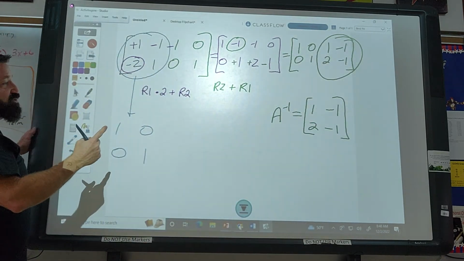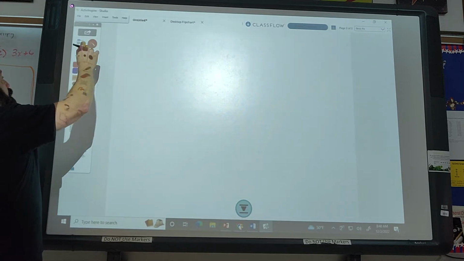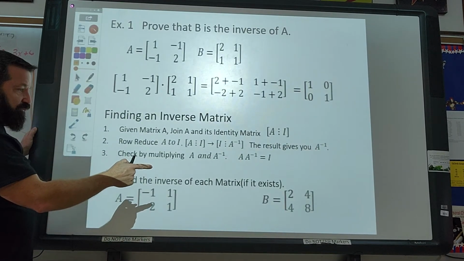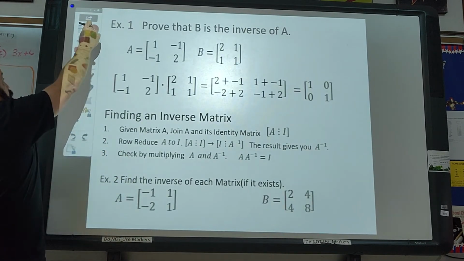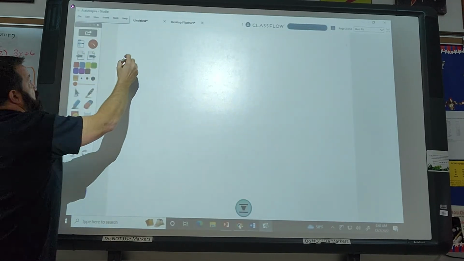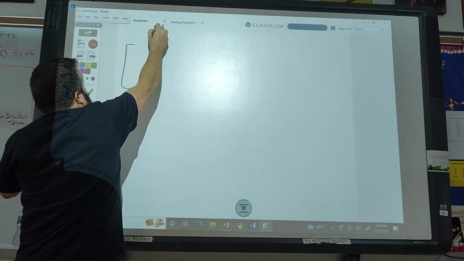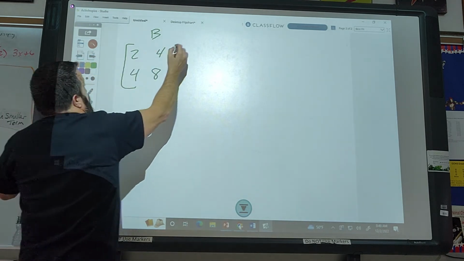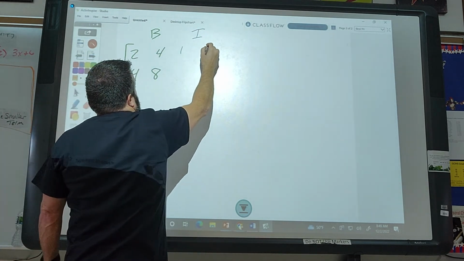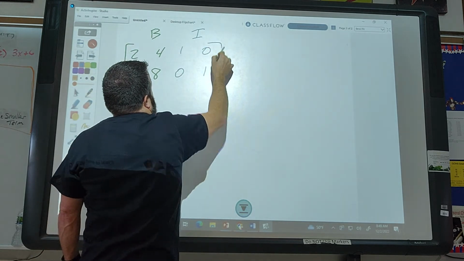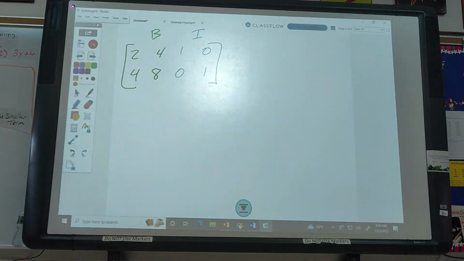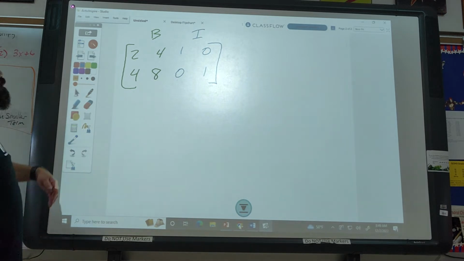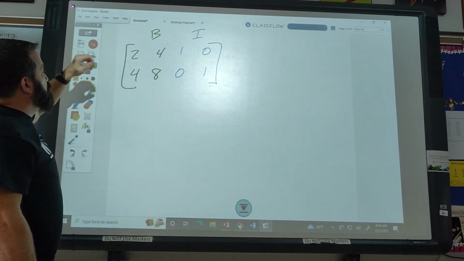Then if I try the second one, which was 2, 4, 4, 8. So for B, matrix B is 2, 4, 4, 8. I'm putting the identity matrix along with that, so 1, 0, 0, 1. And this sucks right off the bat.